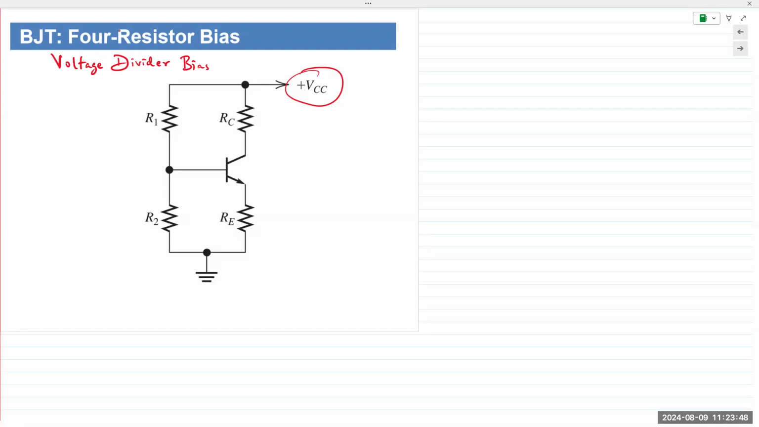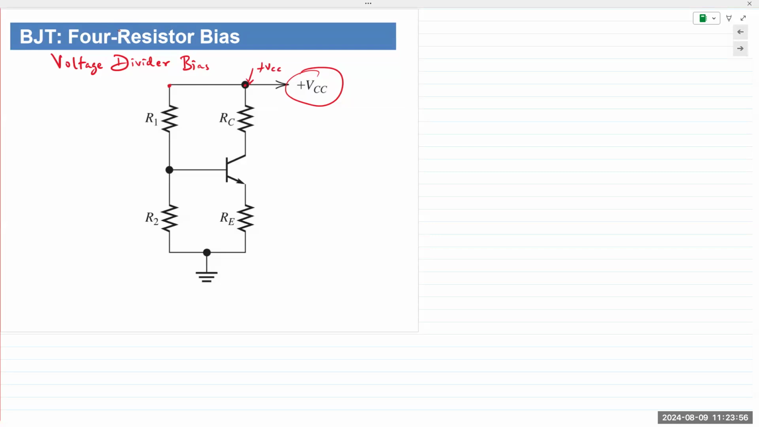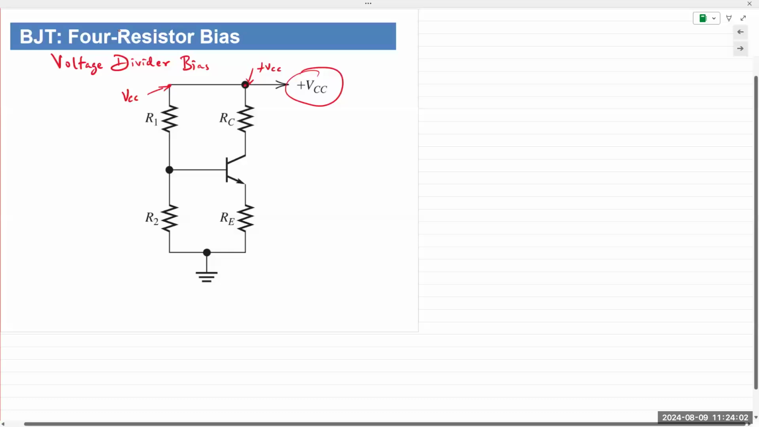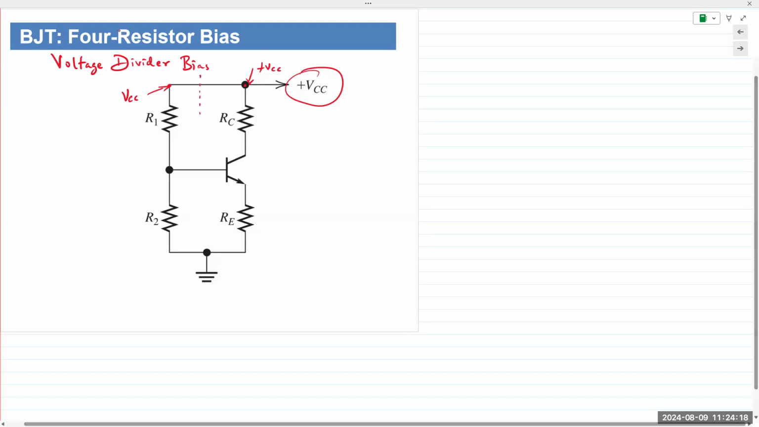So before I go to the next slide, see what's happening here. You're applying plus VCC at this point, and because it's the same node, you're applying VCC to R1 and R2 also. Does everyone see that? And then if you want to analyze this circuit, we do the same thing. We separate out the input and the output. So here, this is my input. This is my output.